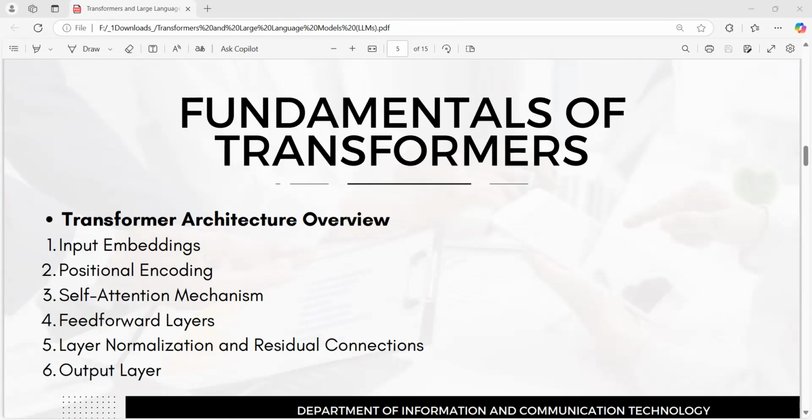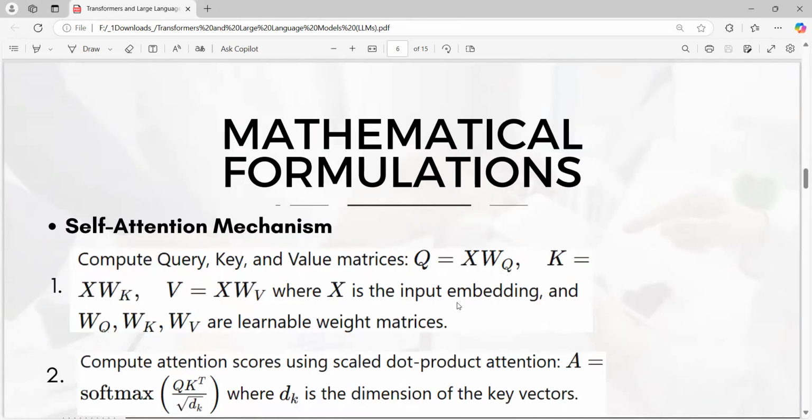Now, once we know the general architecture of the transformer, we should have a basic idea about the mathematical formulation and the equations that are used.